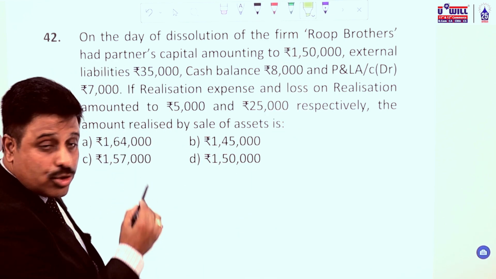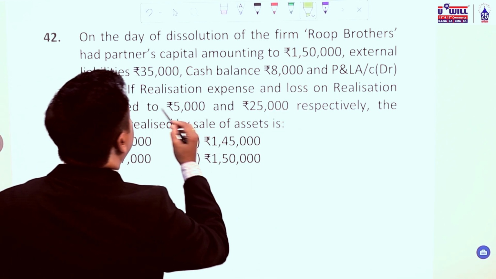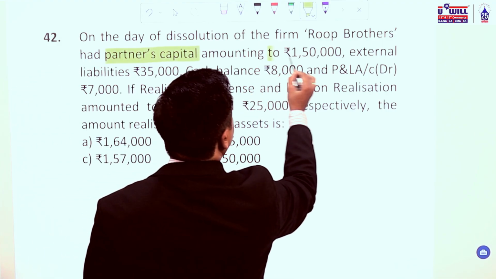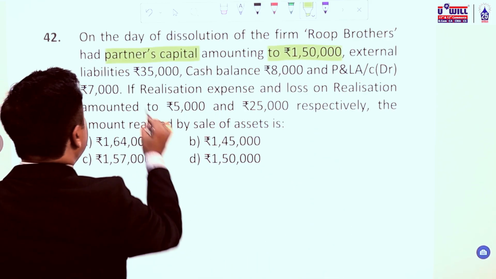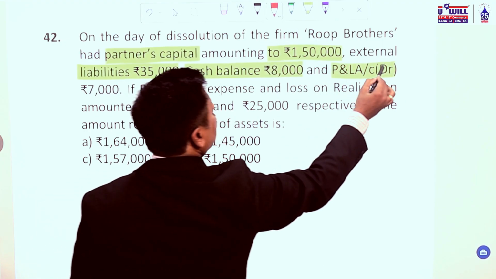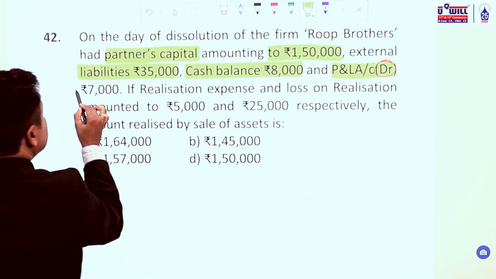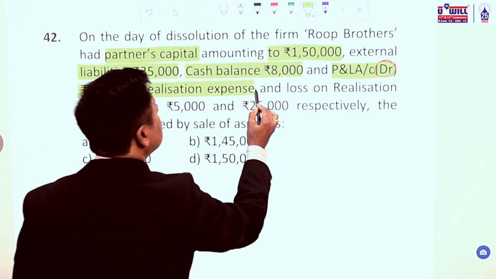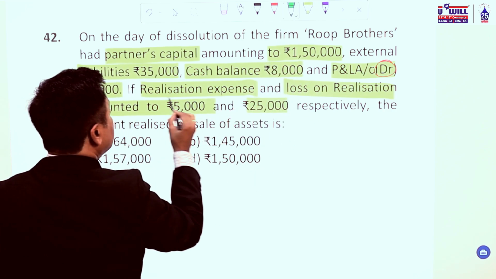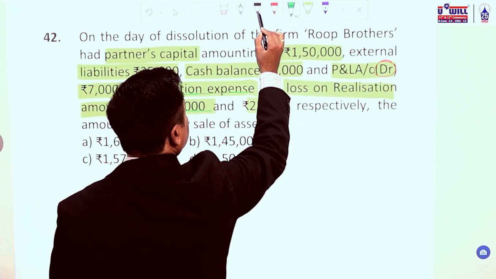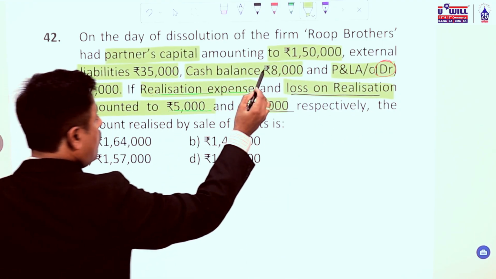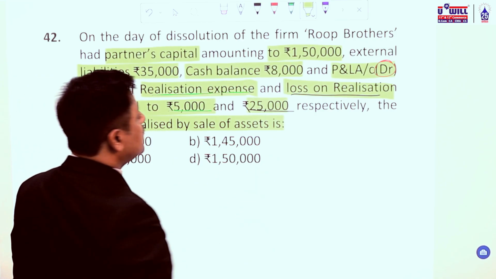On the day of dissolution of the firm, Roop Brothers had partners' capital amounting to 1,50,000. External liabilities 35,000. Cash balance 8,000. P&L account, mind well, debit balance 7,000. Realization expense and loss on realization amounted to 5,000 and 25,000. It means realization expense is 5,000 and loss on realization is 25,000. The amount realized by sale of assets is how much?